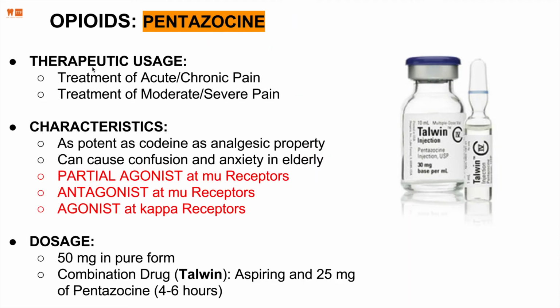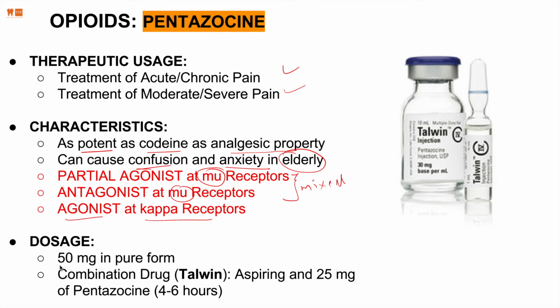Now, pentazocine. Therapeutic usage: treatment of acute and chronic pain, treatment of moderate and severe pain. Very basic. Characteristics are that it is as potent as codeine as far as its analgesic property is concerned. It can cause confusion and anxiety in the elderly patients, so be very careful. It is a partial agonist at mu receptors. It is an antagonist at mu receptors. So now it's got a mixed behavior, right? Mixed behavior. And it's an agonist at kappa receptors as well.